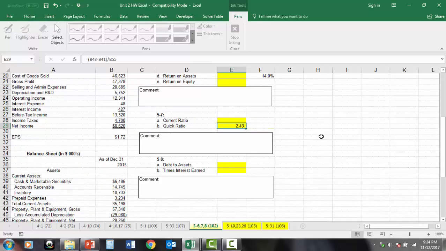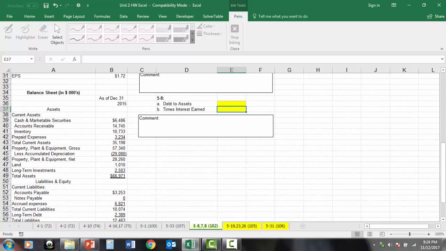Okay, so I'll delete that and let you do it again on your own. So you can work these liquidity ratios, and then you can work the debt ratios as well. We didn't look at times interest earned, I don't think, in the lecture, but it's pretty easy. It's simply EBIT divided by interest expense.